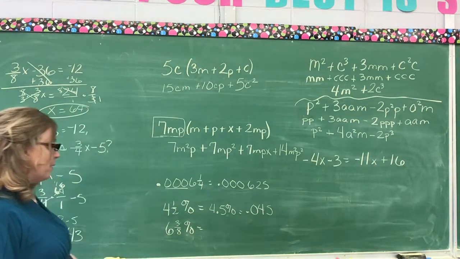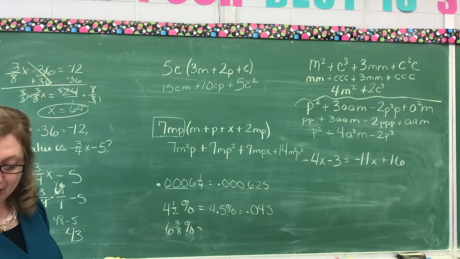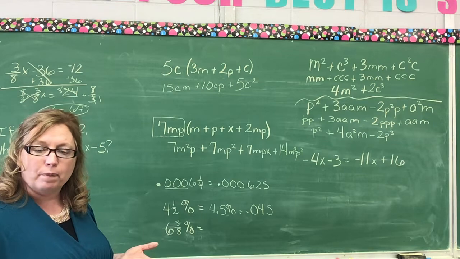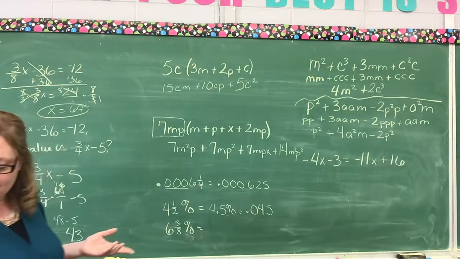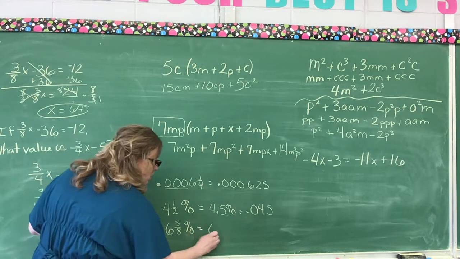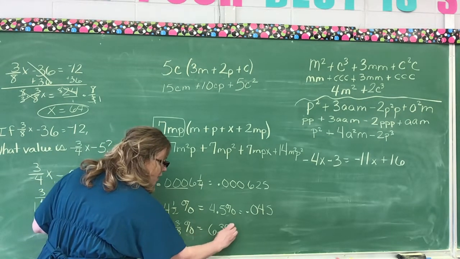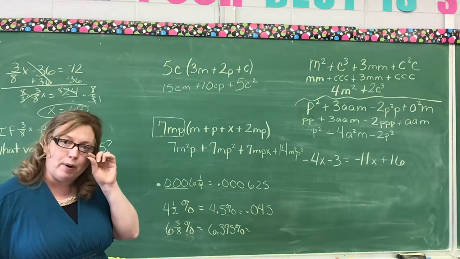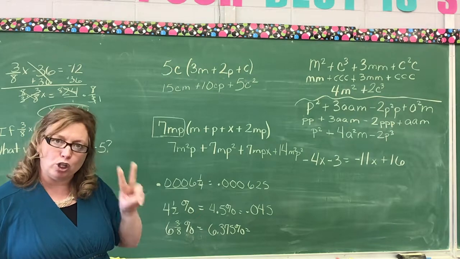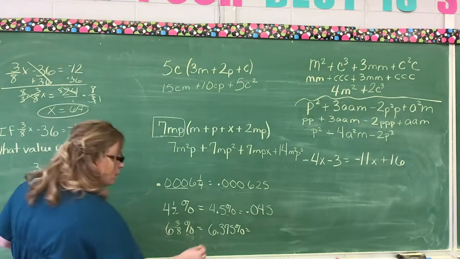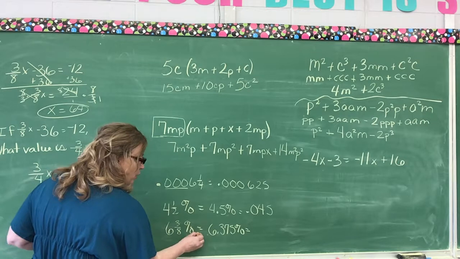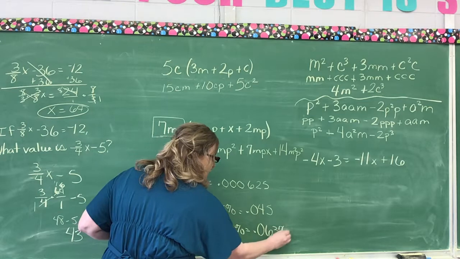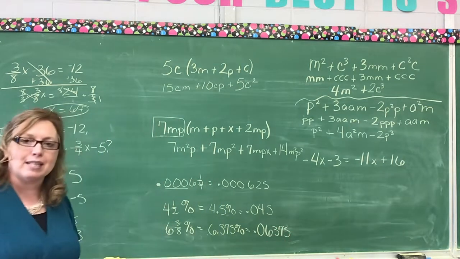Now let's look at the last one. 6 and 3/8. So your first question, 3/8 is what decimal? Hopefully you remembered that it's 0.375. So this is 6.375%. Now let's move our decimal point. How many places? Move the decimal point 2 places and drop your percent sign. Ready? 1, 2. So I'm going to have to put 0.06375 and drop your percent sign.